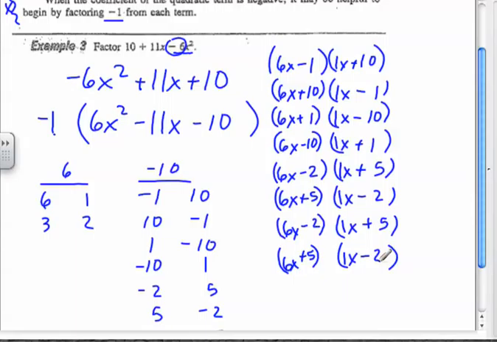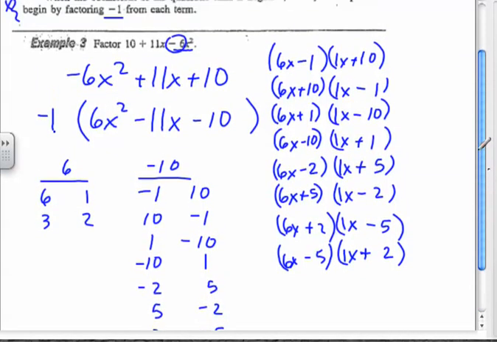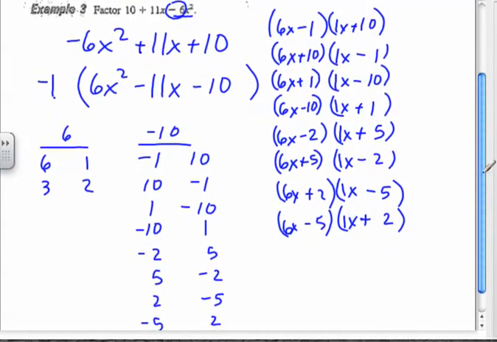Is that right? I think that's right. No, that's not right. My last two here are wrong. Okay, let me put my parentheses back again. +2 minus 5 and -5 plus 2. There we go. Okay, now I'm just going to try these first.